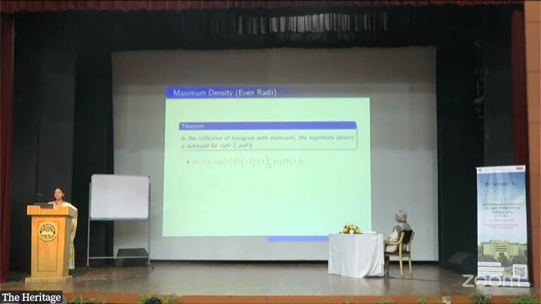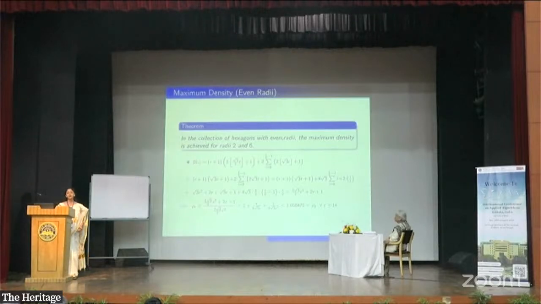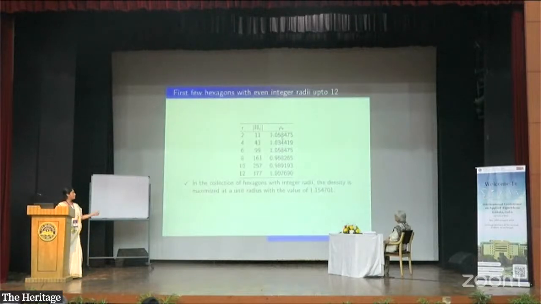Again, our next theorem: in the collection of hexagons with even radii, the maximum density is achieved for radii 2 and 6. This result we have proved algebraically for all R greater than or equal to 14, and for all even radii less than 14, we are presenting here all the densities for your reference and claiming that our proof is correct for radii 2 and 6. This is the highest density for even radii.